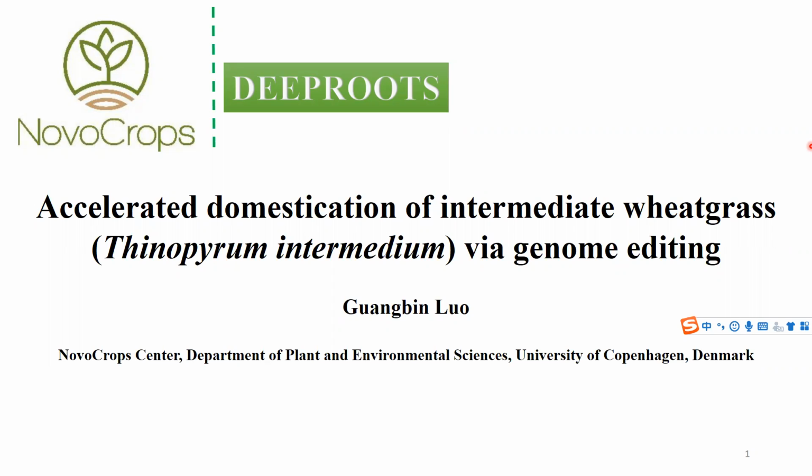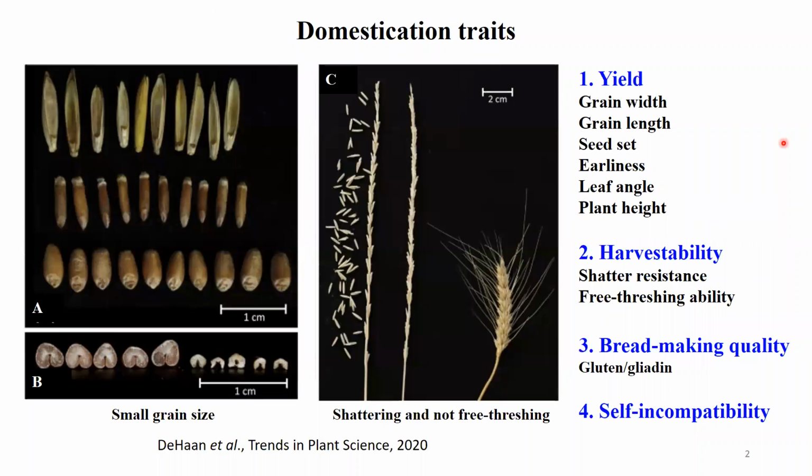We are using genome editing methods to accelerate the domestication of intermediate wheatgrass. We are interested in 4 domestication traits of wheatgrass. The first is the yield. We are going to increase the grain size and seed size to increase the yield of wheatgrass. Also, we plan to reduce the plant height and hence to increase the yield of wheatgrass.